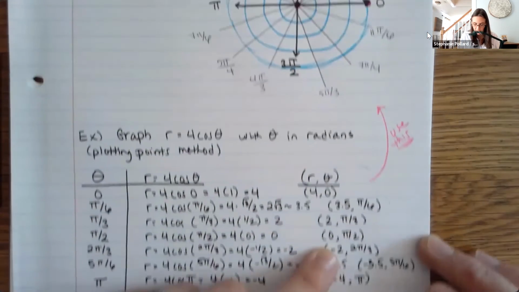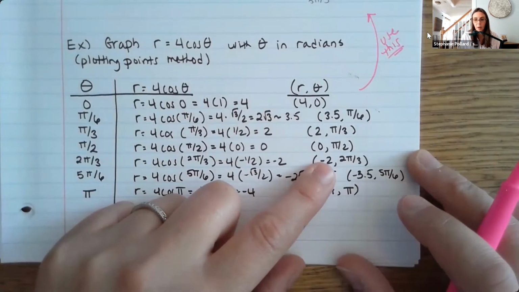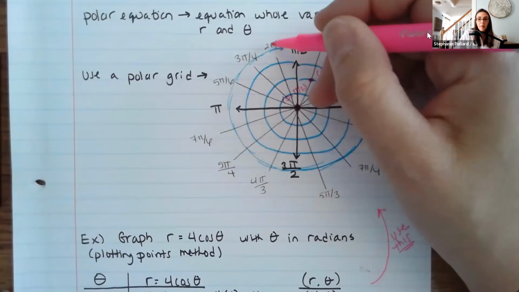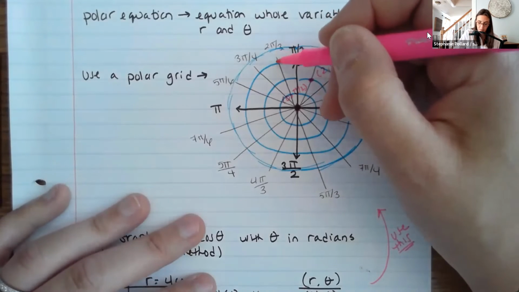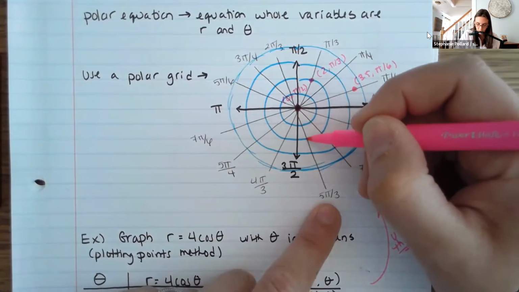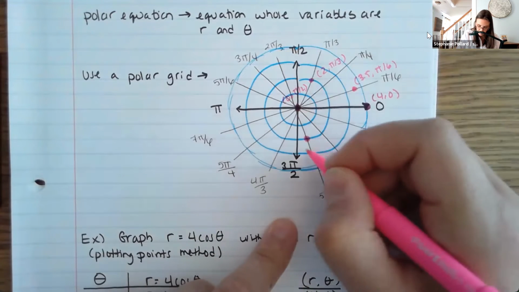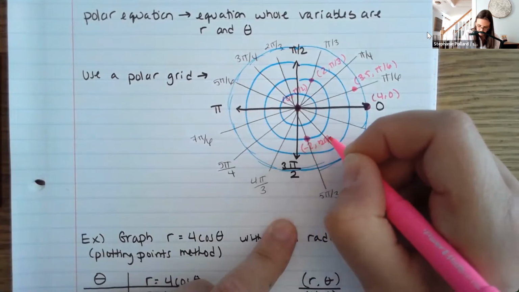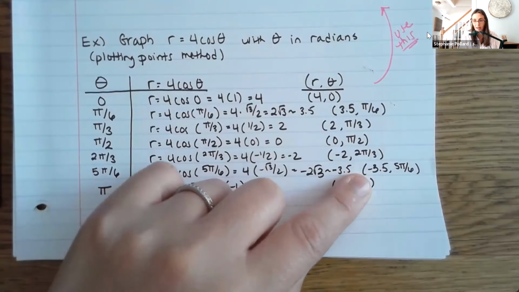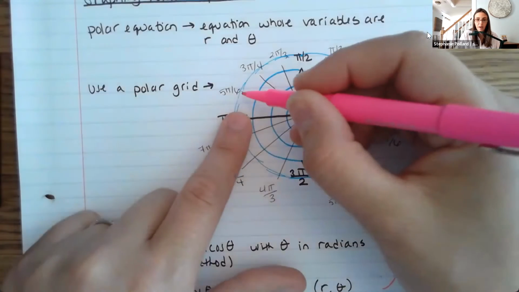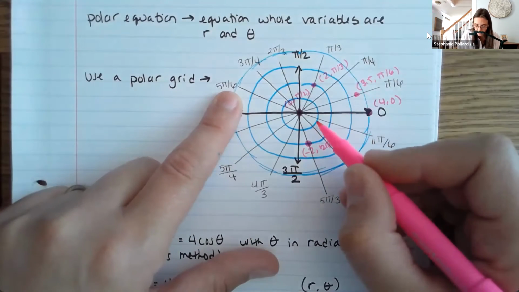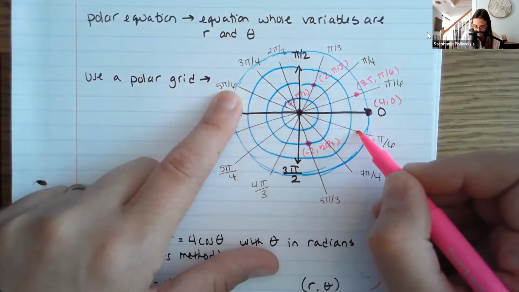All right, and let's see. Next, I have negative 2, 2 pi over 3. So 2 pi over 3 is here. But remember, because it's a negative 2, we're actually going opposite of that. So we're going down to 5 pi over 3, and I'm going 1, 2. So this would be negative 2 at 2 pi over 3. My next value is negative 3.5, 5 pi over 6. So again, here's 5 pi over 6, but because the r is negative, we're going opposite that. So negative 3.5, 1, 2, 3.5.